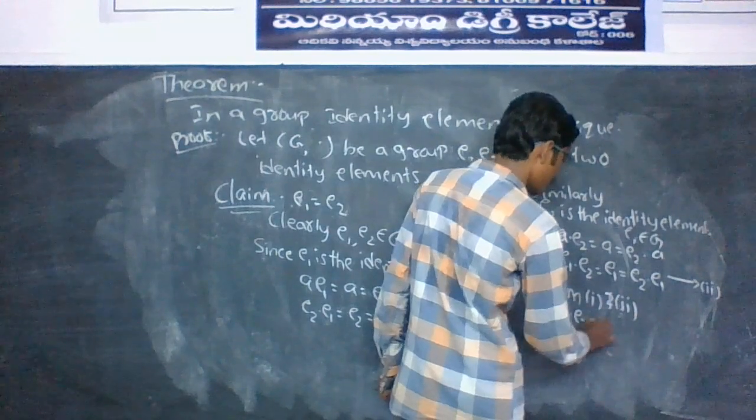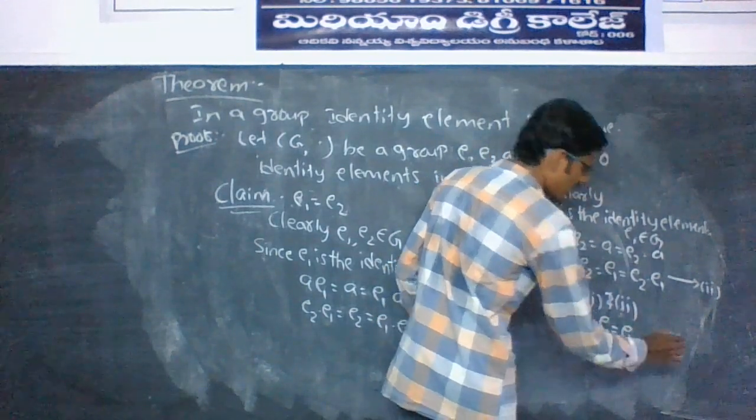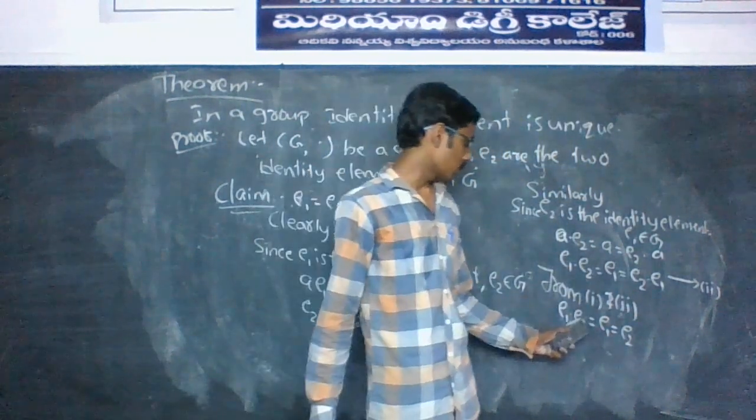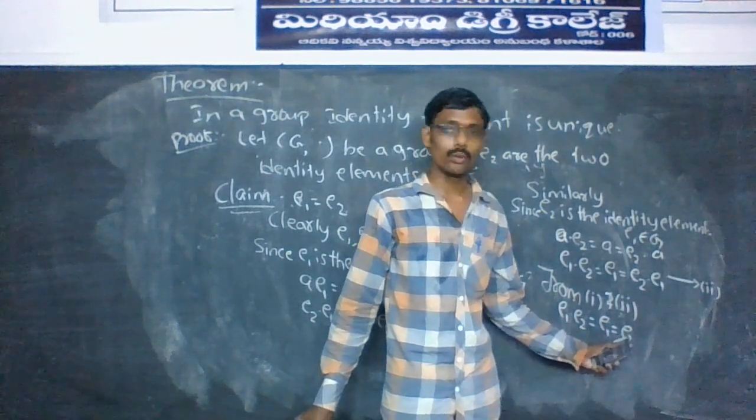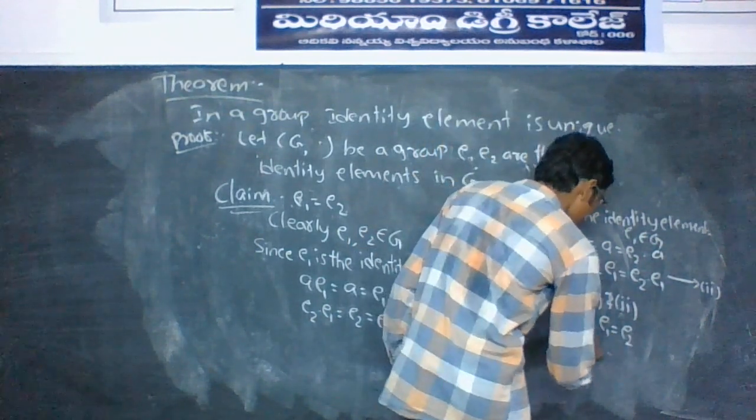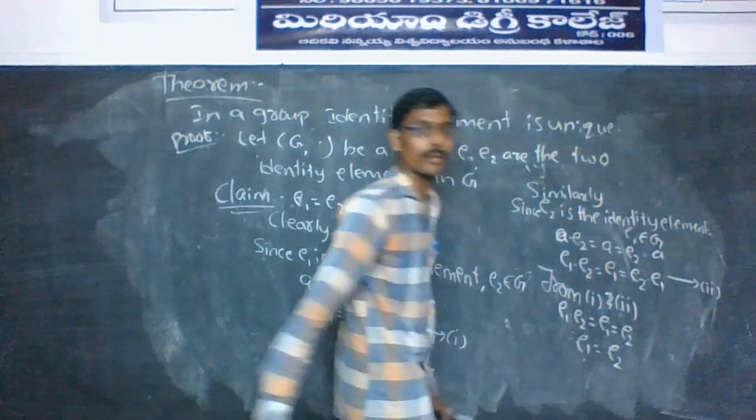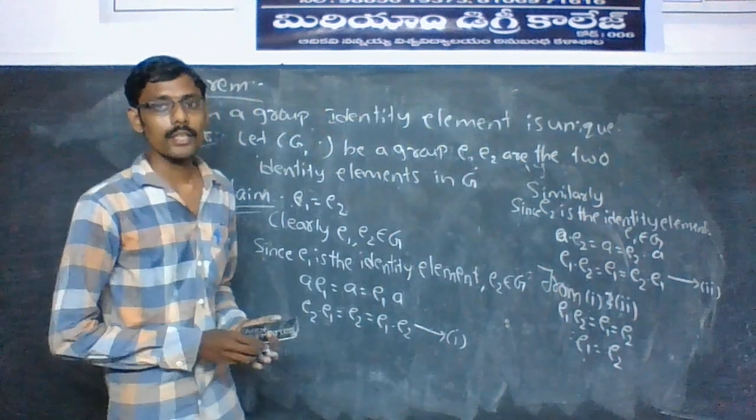E1 · E2 = E1 · E2. E1 · E2 = E1 = E2. So therefore E1 = E2. Hence the theorem is proved.